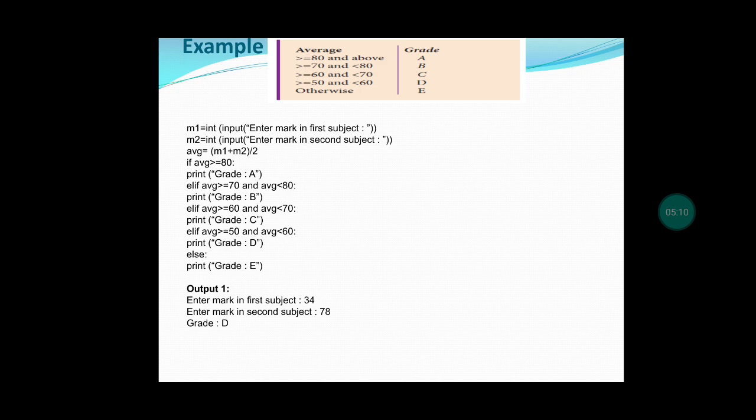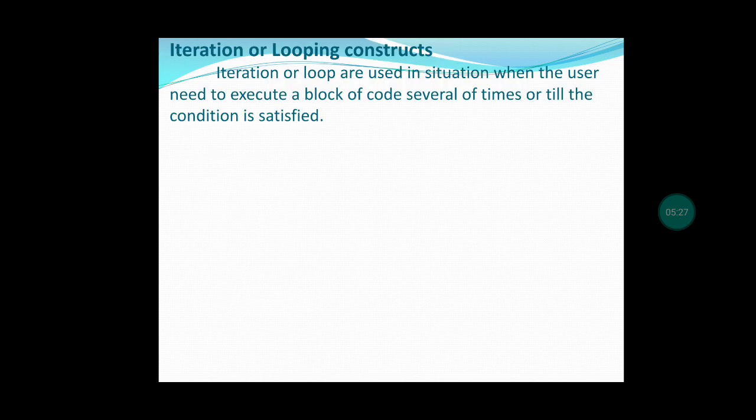Okay. So both the subjects are added and we are finding the average and we are checking the conditions. If statement we are using with elif. Finally we are getting the answer, grade D. So this is the example for nested if statement.